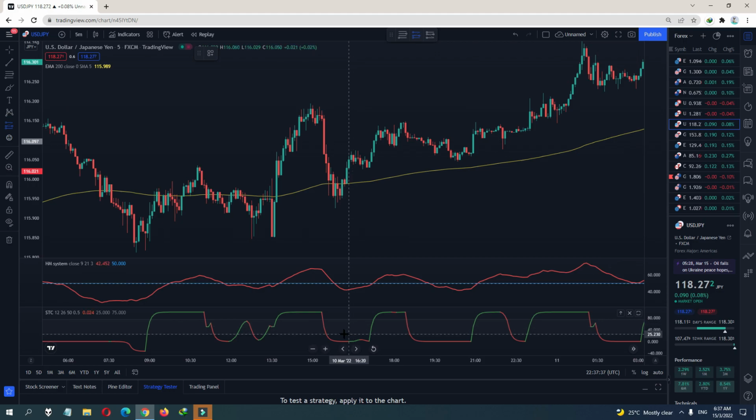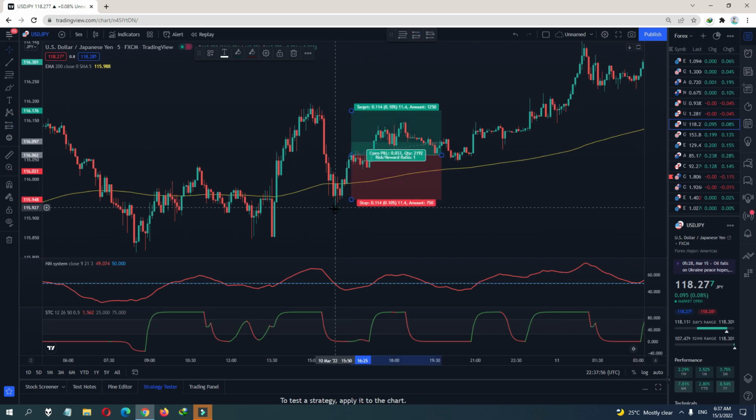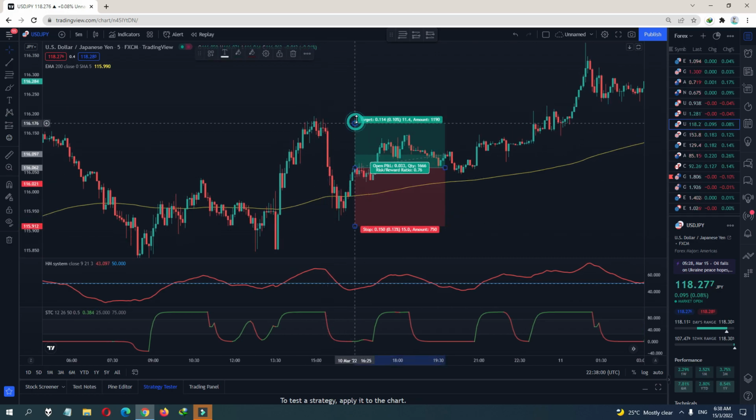Then you want the STC to go below the 25 line, and it turns green from red. Here, the price has to be above the 200 EMA. So here we have a signal, and the stop loss is at a logical swing high or swing low. So you can target 1 to 2 or whatever.